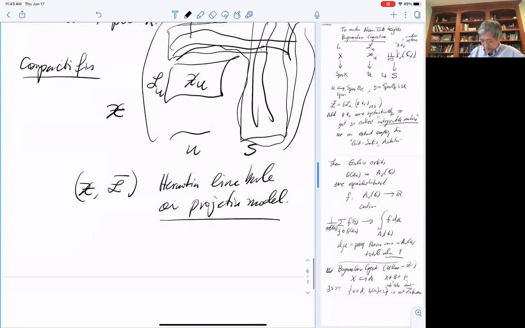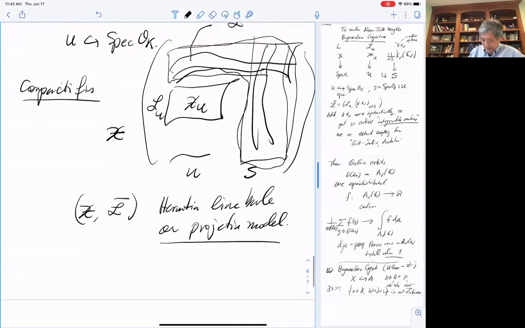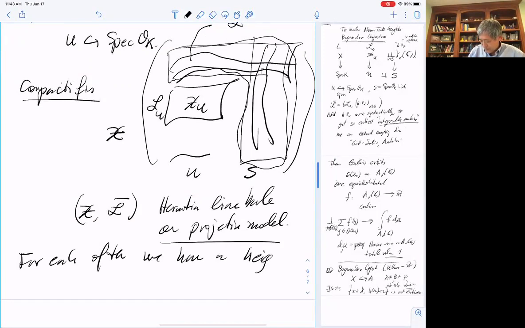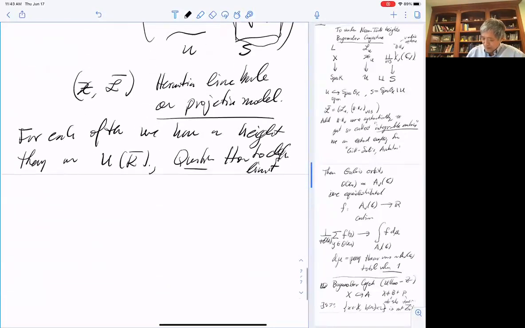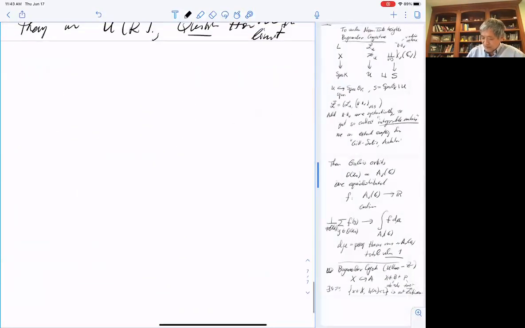And then I have many of such things, but for each of them, we have a height theory. And U of K bar. So the question is how to define the limit. Okay. And let me just illustrate it by one simple example.